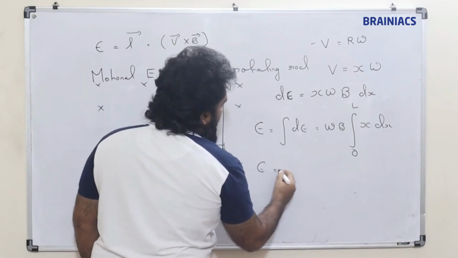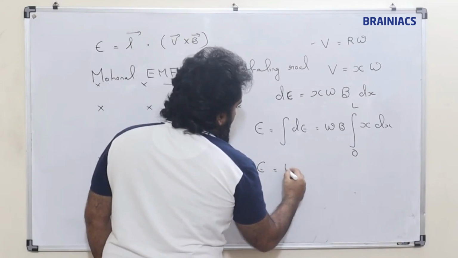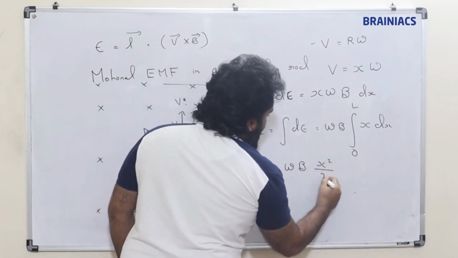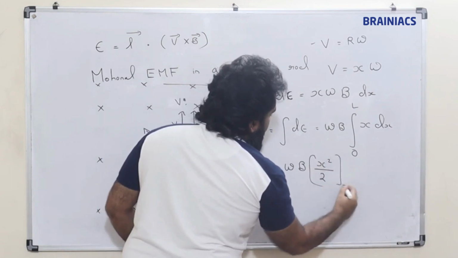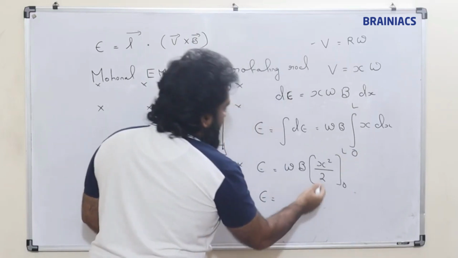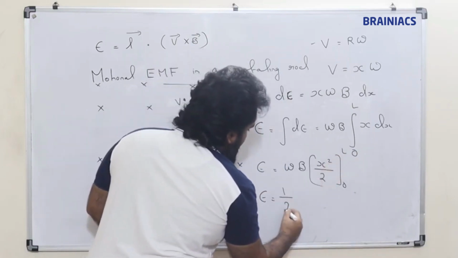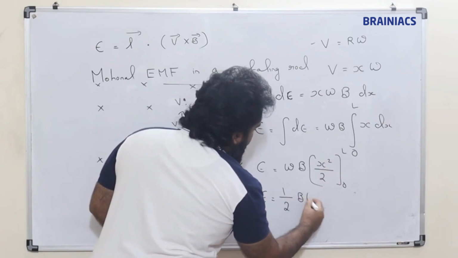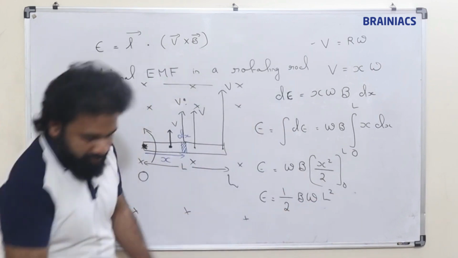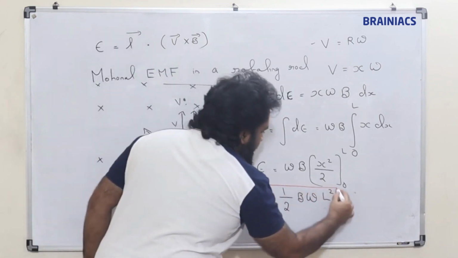So E is going to be omega B x square by 2, putting the limit 0 to L. So EMF is equal to, here if we put the limit, half B omega L square. So this is going to be the EMF.